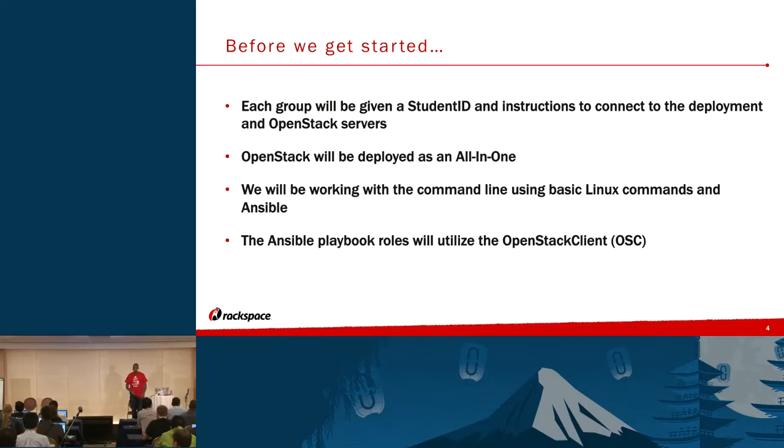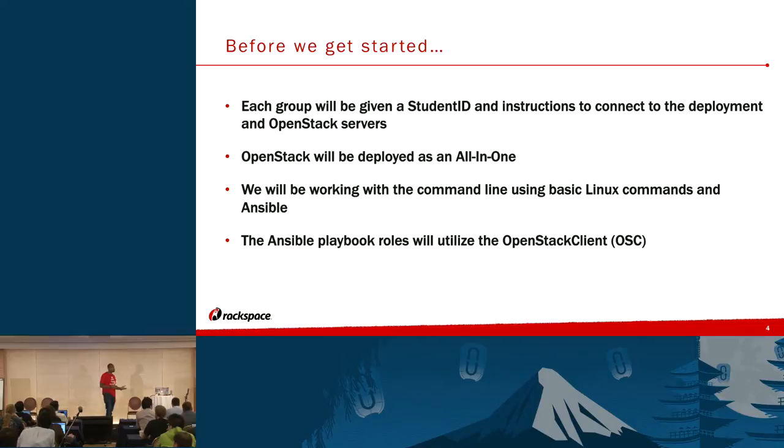So before we get started, as I said, those of you who have the student handout, it has some information on there that you'll need for the lab. The student ID, instructions on how to connect to the deployment server, and also the IP address of the OpenStack server you're going to use. So what we're going to do today is we're going to use a deployment server to deploy OpenStack to the OpenStack server. Okay, so that's pretty much what you would do in a standard OpenStack build.